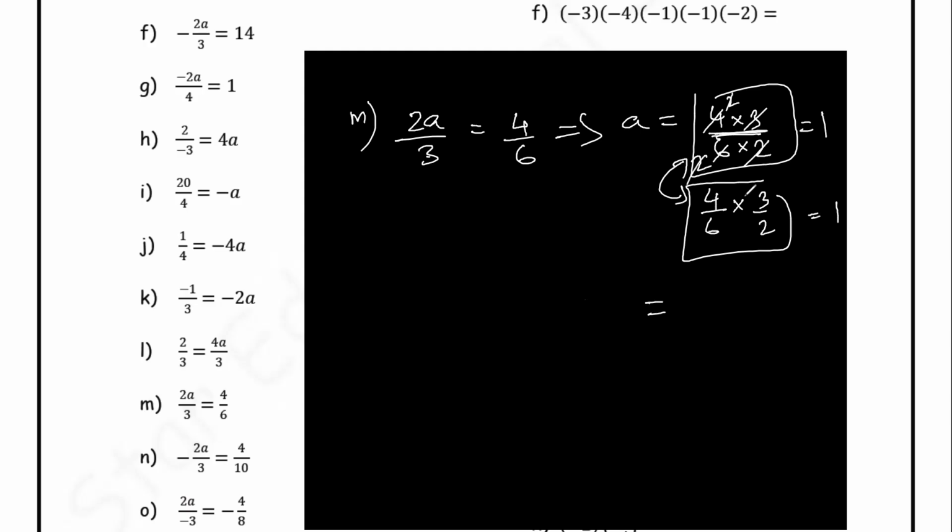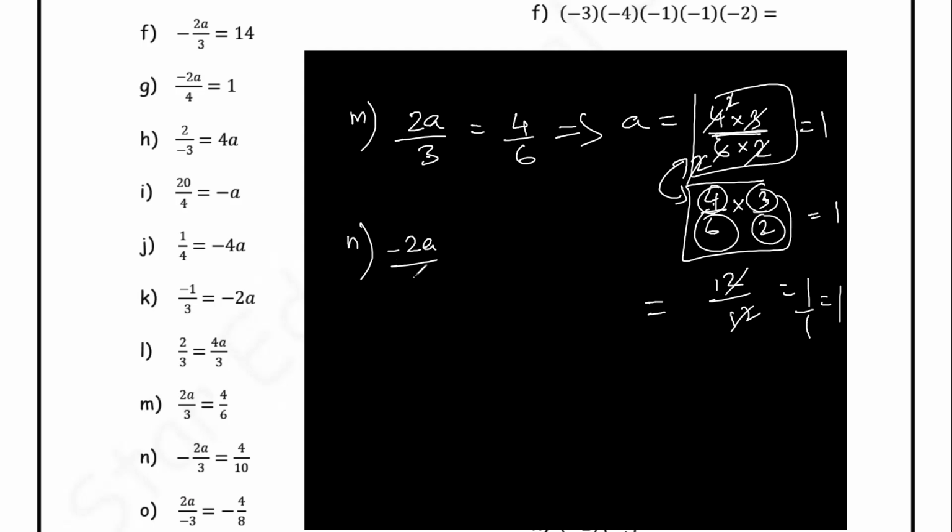And as you can see, 4 over 6, 3 over 2, I can multiply these two, I get 12. Multiply these two, I get 12. So that's 12 over 12, which is 1 over 1, which is 1. That was M. Now N.